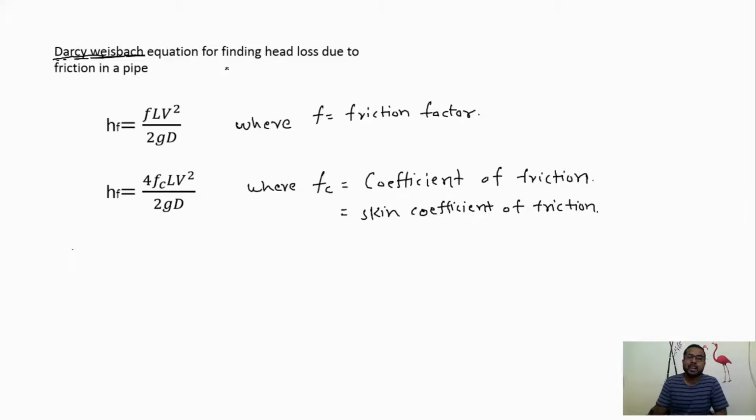You have to remember these formulas. This equation is known as the Darcy-Weisbach equation. This is used for finding head loss due to friction in a pipe. HF is equal to F L V square upon 2 G D. Whenever there is no factor of 4, only F comes, that is the friction factor. You have to remember. And here another formula is what? With 4FC. So here FC is the coefficient of friction, also known as the skin coefficient of friction. So in numericals, if nothing is mentioned, assume it as coefficient of friction. Then most of the time it would be correct.